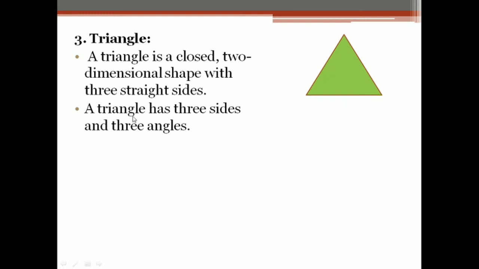Now next line. A triangle has three sides and three angles. We have just discussed that they have three sides, and you can see that there are three angles, 1, 2, and 3. So I hope triangle is clear to you.